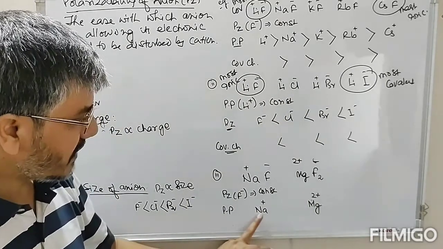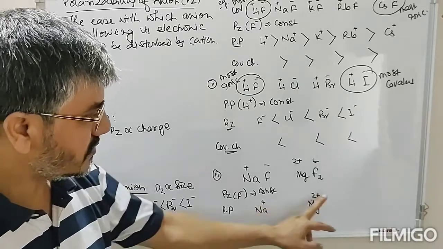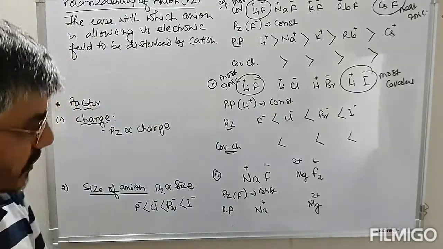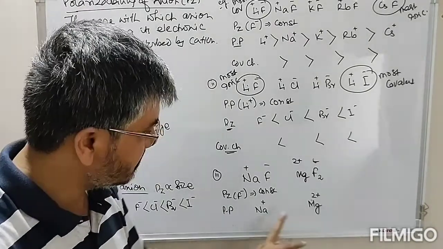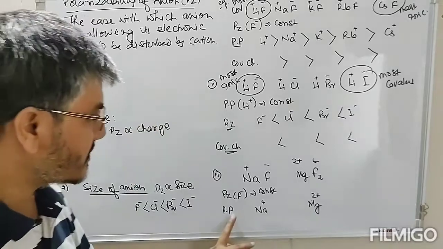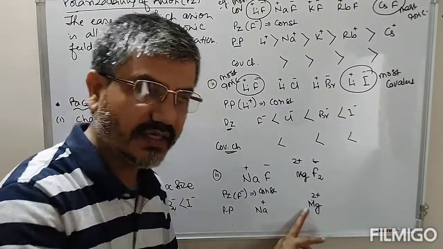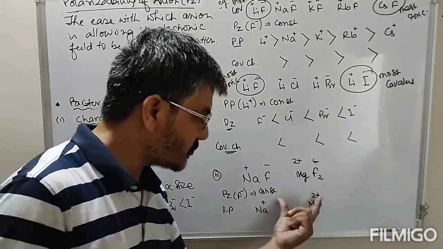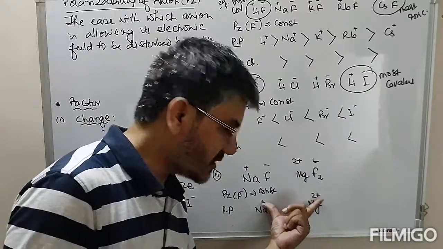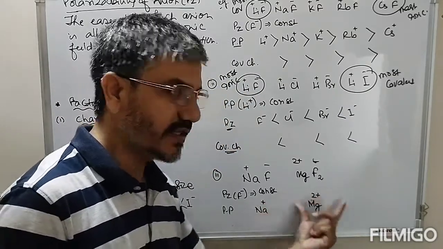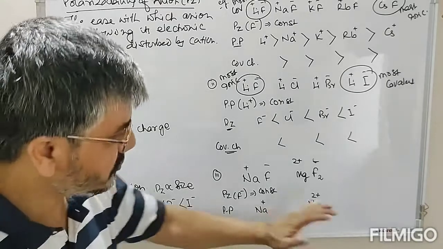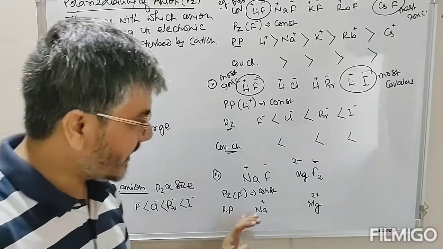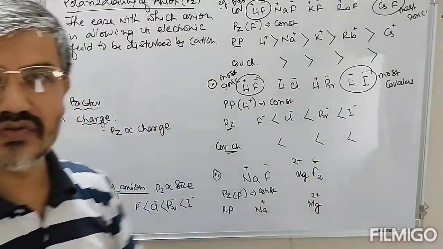So the sodium ion charge is plus 1 and magnesium plus 2. Both are isoelectronic, having the same number of electrons. But if you look at this, moving from sodium to magnesium, size decreases. So as the size decreases, the polarizing power of cations increases. Similarly, moving from sodium to magnesium, charge also increases. So as the charge increases, the polarizing power of the cation also increases. So polarizing power is directly proportional to charge. So as charge increases, polarizing power increases. As size decreases, polarizing power increases.